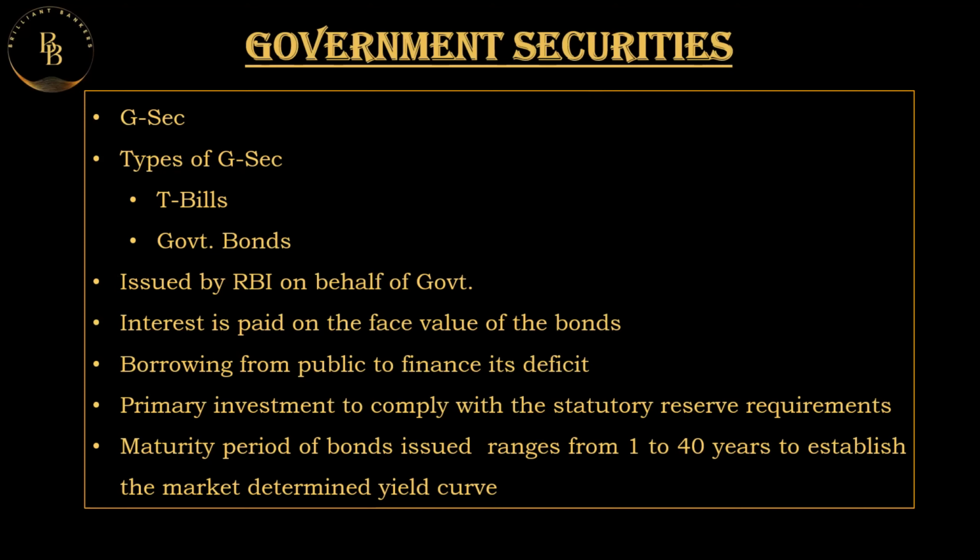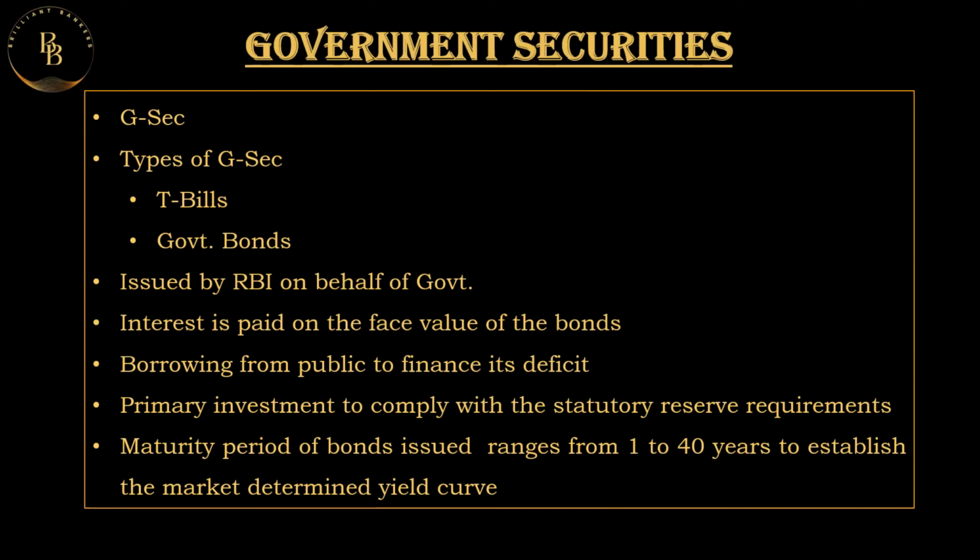and the SLR. The maturity period of bonds in G-Sec ranges from 1 to 40 years. So it is a very long period, or it can be taken as a short period also. Government securities are given for a period of 1 year to 40 years, which is to establish the market determined yield curve. So the different types of G-Secs that are issued are T-bills and government bonds.